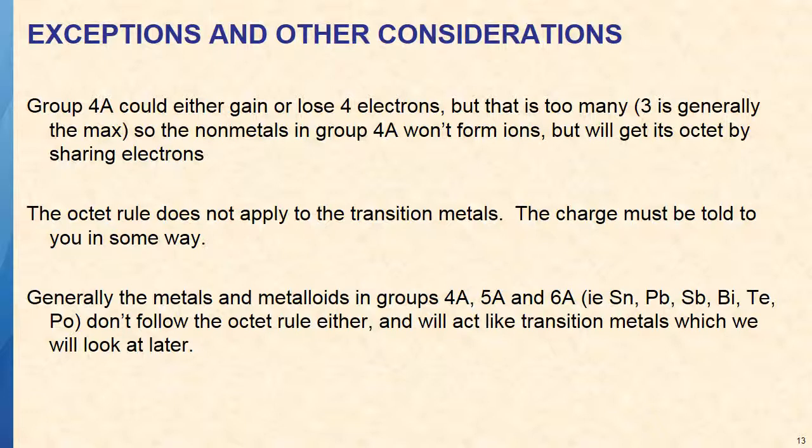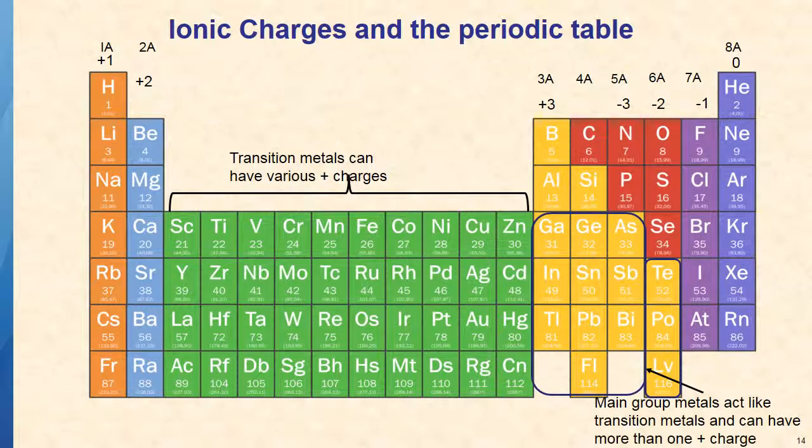And again, the octet rule does not apply to the transition metals. In the transition metals and those representative metals that are in groups 4, 5, and 6, the charge has to be told to you in some way. And again, we'll talk about that in a little while. So the transition metals and the metals and metalloids in groups 4, 5, and 6, you have to be told what the charge is. Again, we'll talk about that in a few minutes.